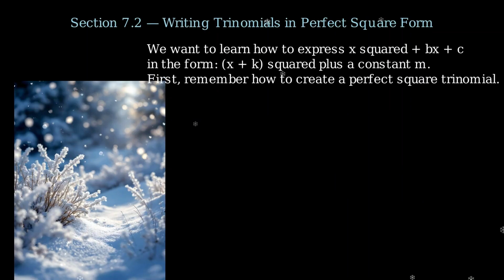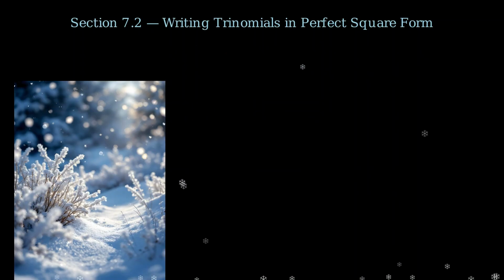Now let's look at writing an expression of the form x squared plus bx plus c into the vertex form, x plus k squared plus m. To build our foundation, recall how we convert the binomial part, x squared plus bx, into a perfect square trinomial by adding the square of b over 2 to it.